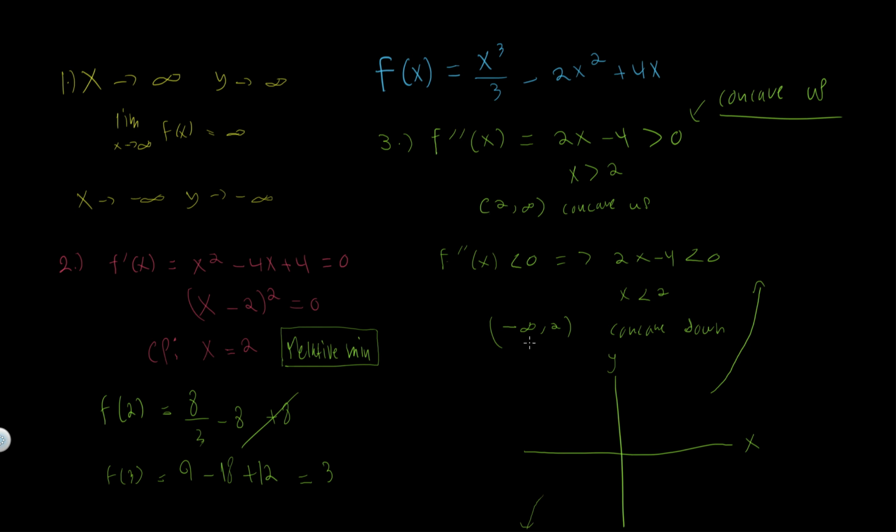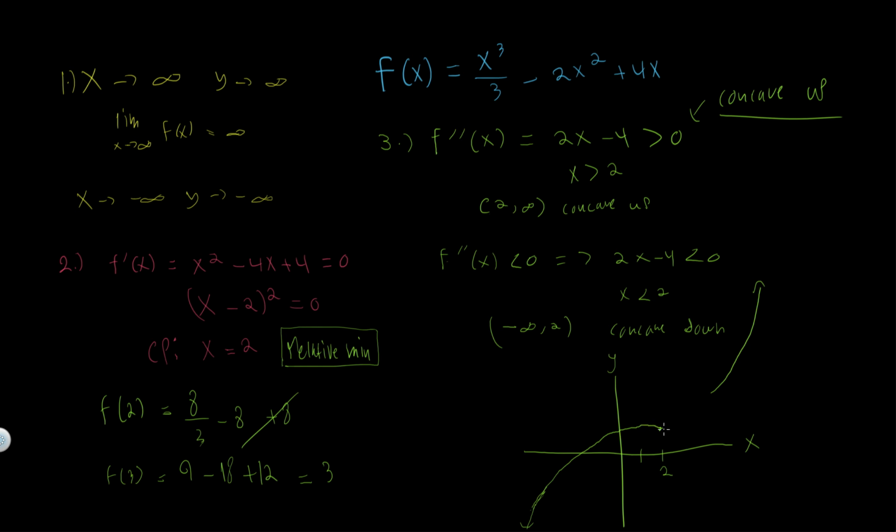We also know that from negative infinity to 2 is concave down. We also have to be careful because it's a relative minimum here, so we'll probably have to change something after we graph this. So concave down, this is 1, this is 2, relative minimum. So I'll draw something right there. That'll be the minimum, and then we'll go concave down.